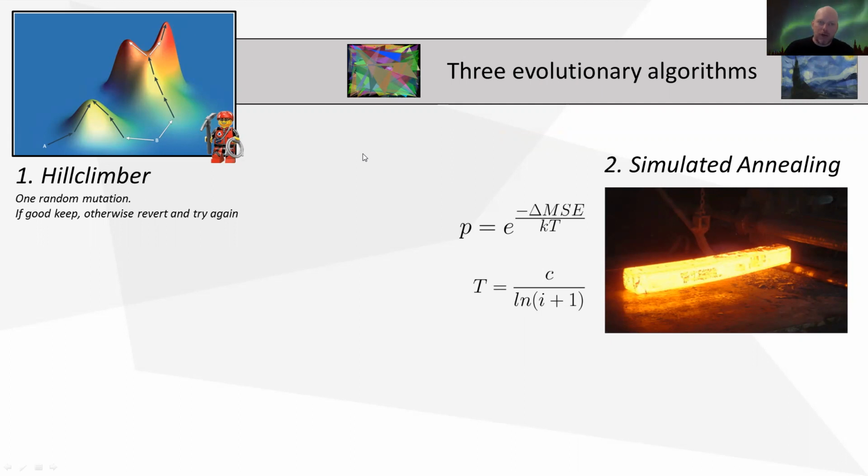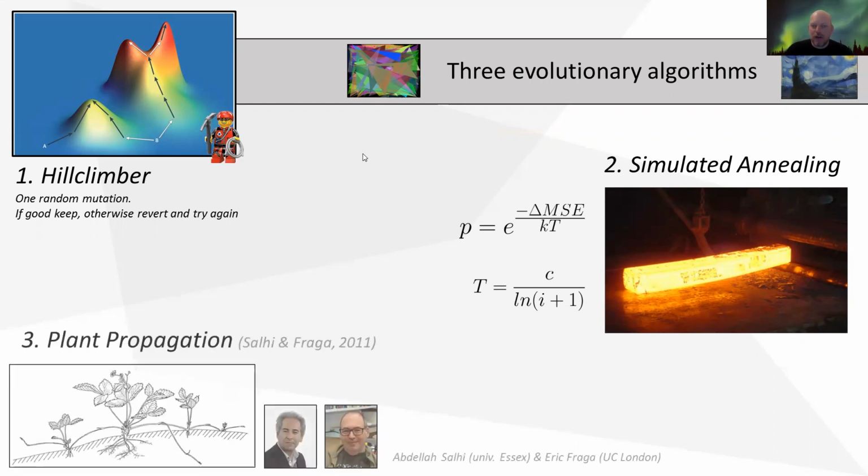And now the third heuristic algorithm we used is different from the other two, in that it uses a population of solutions. So HillClimber takes one solution, an initial constellation, mutates, getting better. Simulated annealing, mutates, getting better, getting slightly worse, getting better, getting worse, getting better, etc. But plant propagation has a number of constellations. And first, this is Abdel Salhi, and this is Eric Fraga, and those guys invented this algorithm.